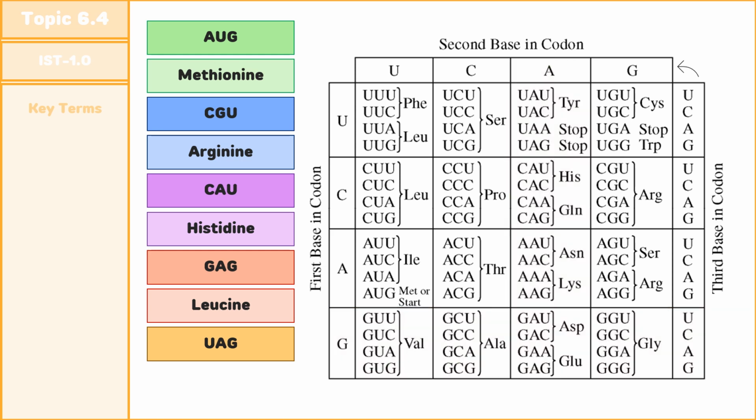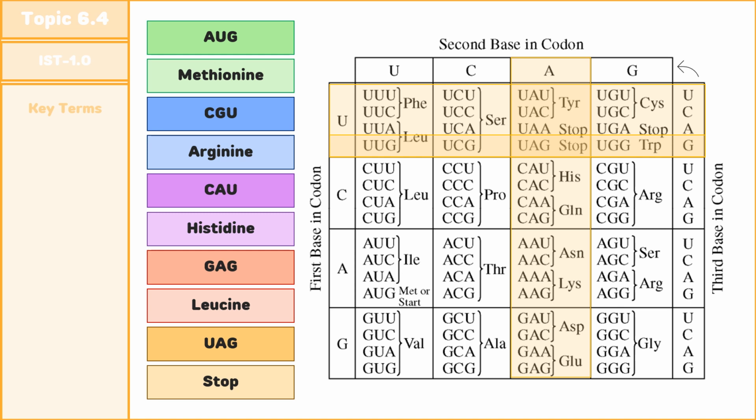And let's clear that off and do our last one. Let's go UAG. That is a stop codon. So our stop codon is where we terminate or end the process of translation, and we have our fully formed polypeptide.